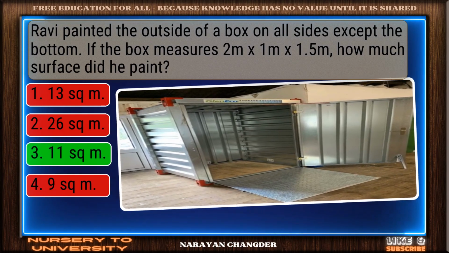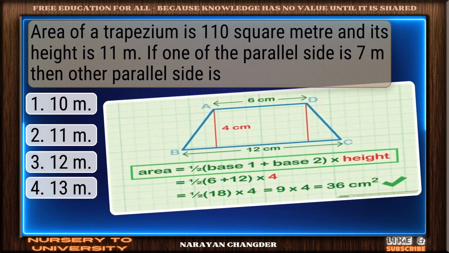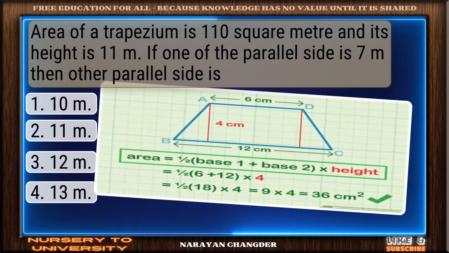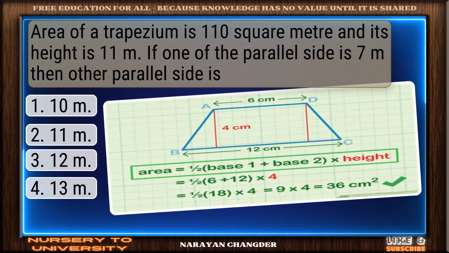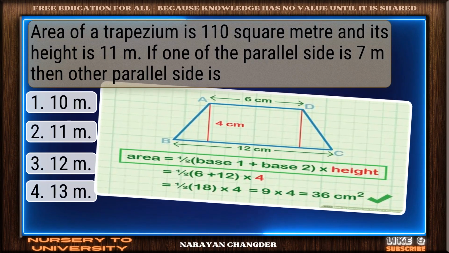Excellent. 11 cube is a brilliant choice. Area of a trapezium is 110 square meter and its height is 11 m. If one of the parallel sides is 7 m, then the other parallel side is.